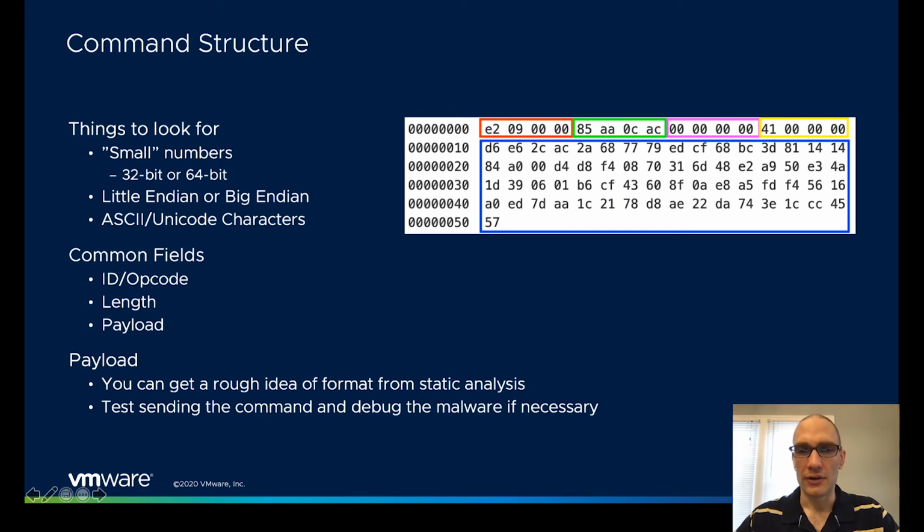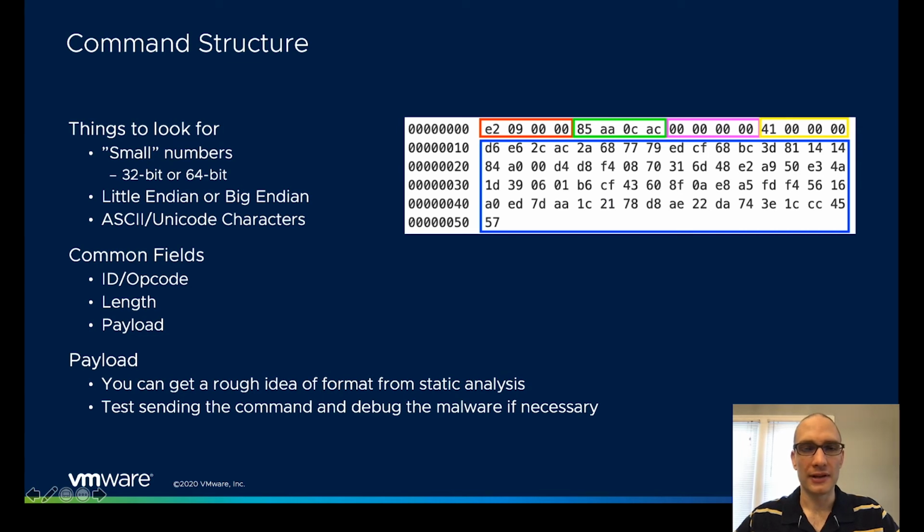So, in red here, we see a number E290000, which appears to be a 32-bit number stored in Little Endian format. We kind of continue scanning across, and we see another chunk of data, 4 zeros in a row, and then another small number, 41, also in Little Endian format. The byte ordering is important. Sometimes you'll see Little Endian, sometimes you'll see Big Endian, since that is used for network byte ordering.